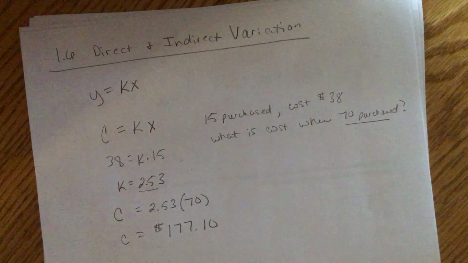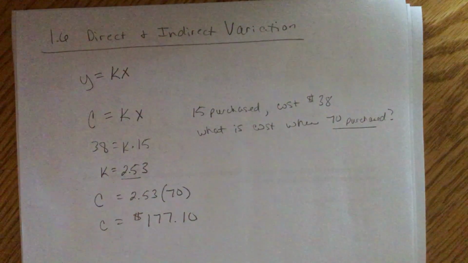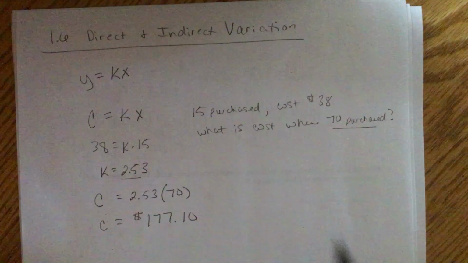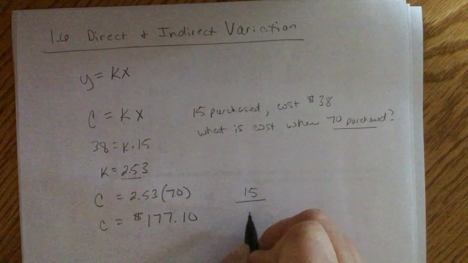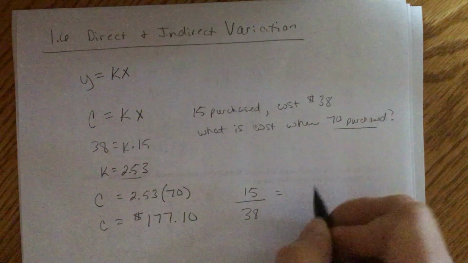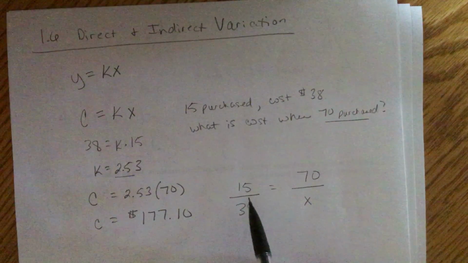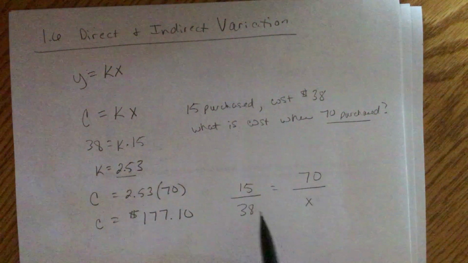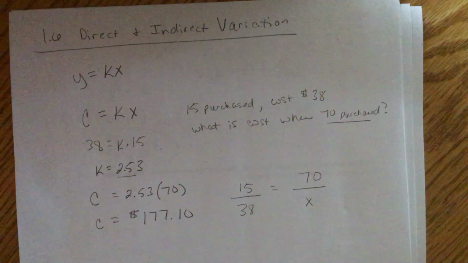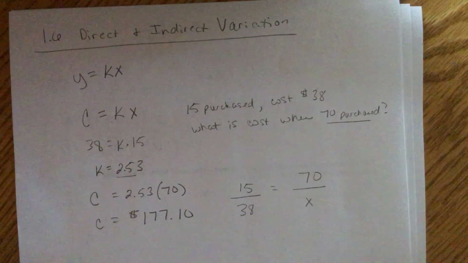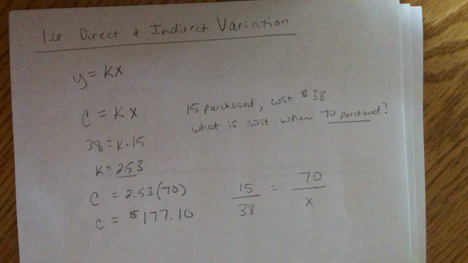$177.10. Okay, now the shortcut on a direct proportion like that is to just set it up as a proportion problem, like one fraction equals another fraction. So that would be when 15 things are purchased, the cost is $38. What is the cost when 70 are purchased? So the number purchased is on top, the cost is on the bottom. You could also do 38 over 15 and x over 70. You could do 15 over 70. And then as long as your second fraction matches the way you set up your first fraction.